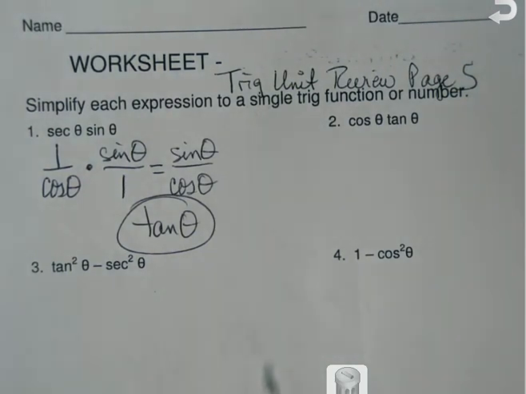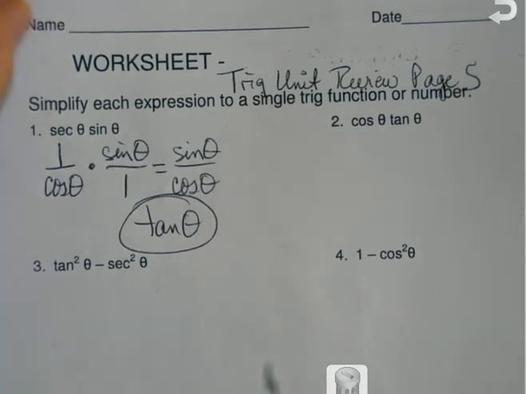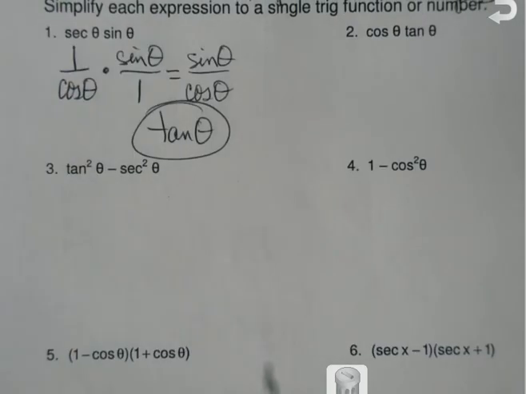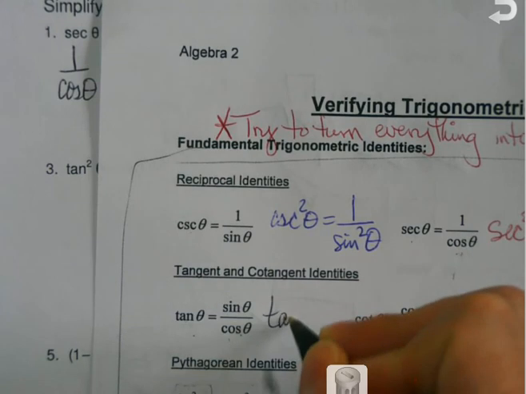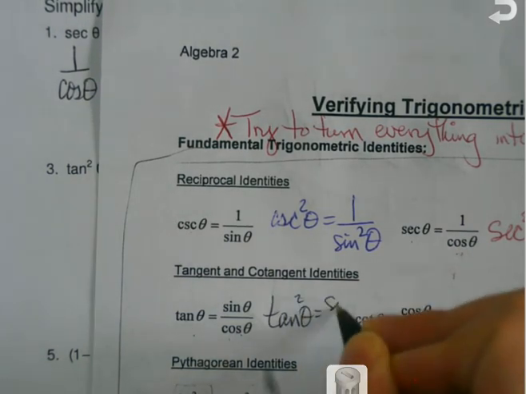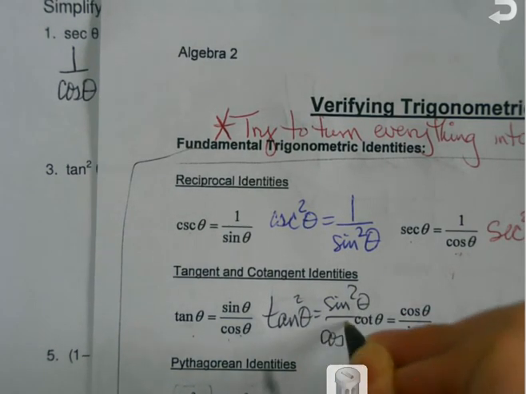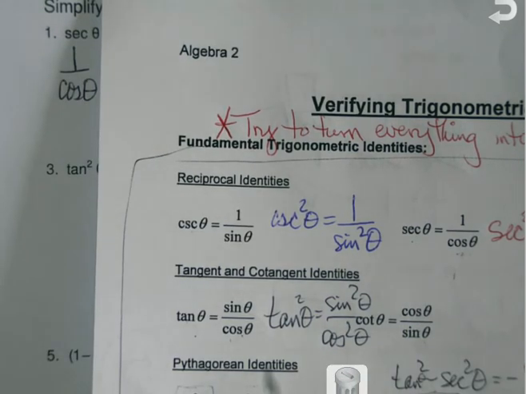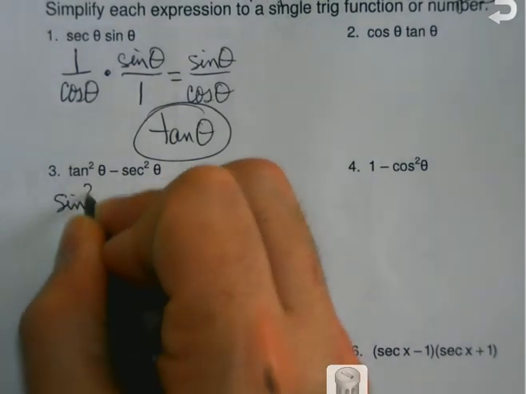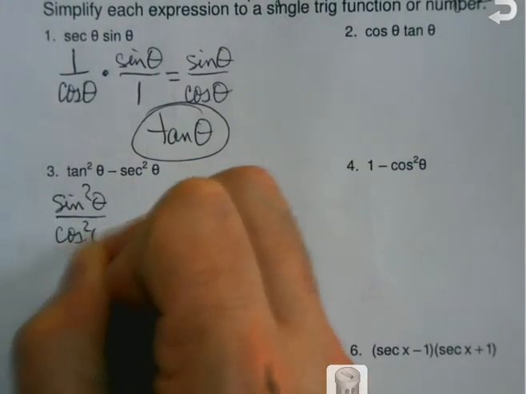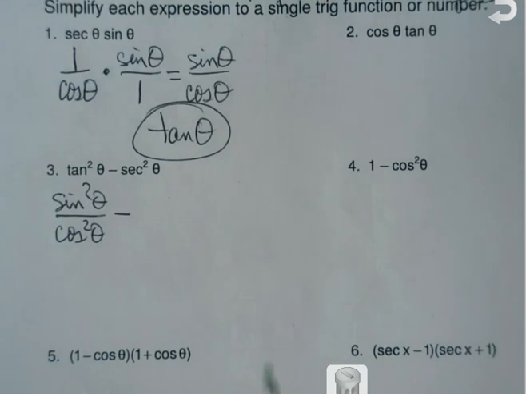Like I said, that's more the type you're going to be seeing. I can do some other funky stuff. Like, I can see number 3, and I'm like, okay, tangent squared minus secant squared. Tangent squared. Now, can I have tangent squared equals sine squared over cosine squared? I can. So, I'm going to do sine squared over cosine squared, and then secant squared.